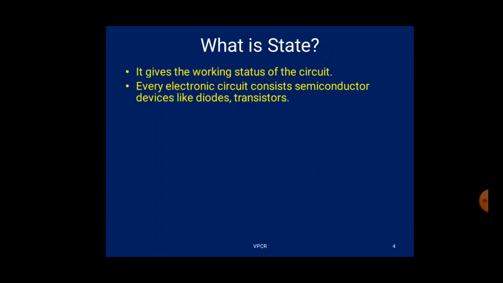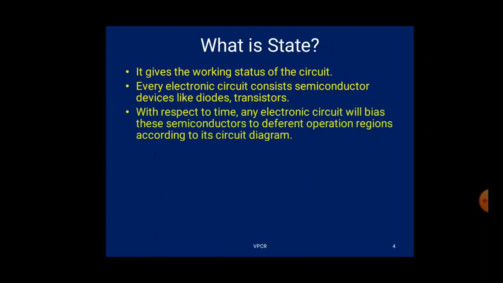Whenever a circuit has diodes and transistors, you are biasing those devices in such a way that each semiconductor device works in one of its operation regions. Let us consider a diode: it has forward bias and reverse bias. That means it might be in the on condition or in the off condition in any electronic circuit.